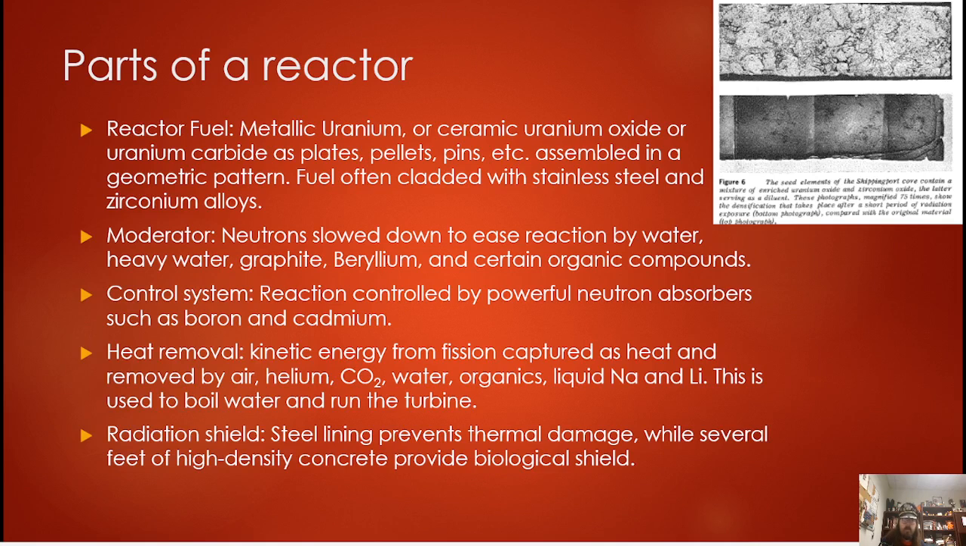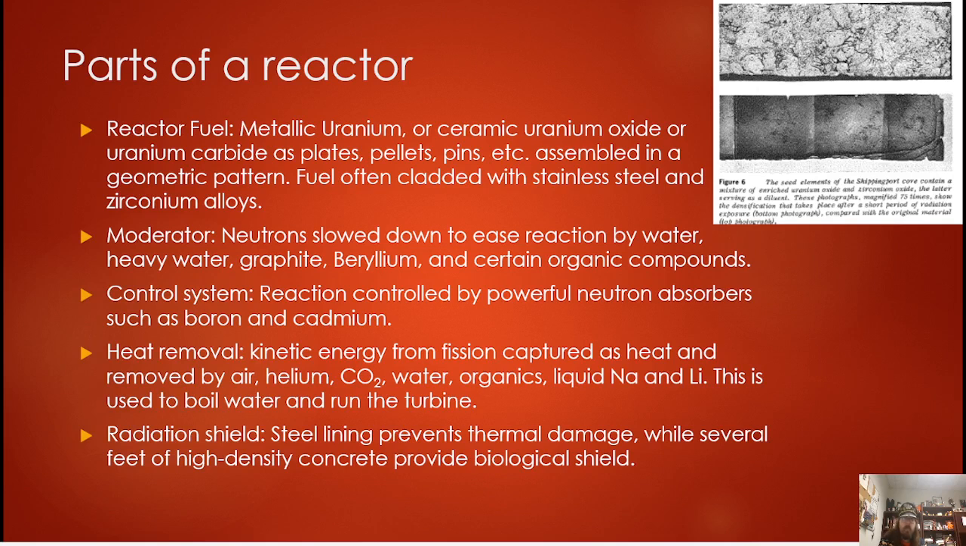Now you need some sort of control system, something to slow it down, to let it peter off. And you need powerful neutron absorbers like boron or cadmium. Something that will absorb the neutrons and not really fragment, and absorb them better than the uranium will.